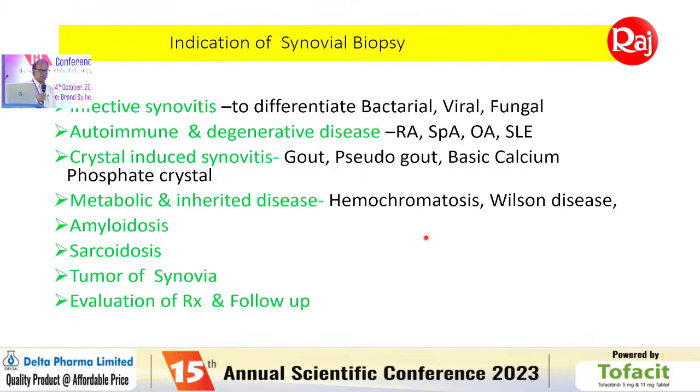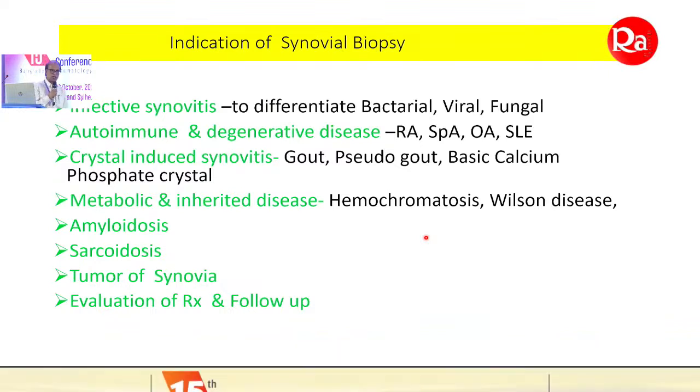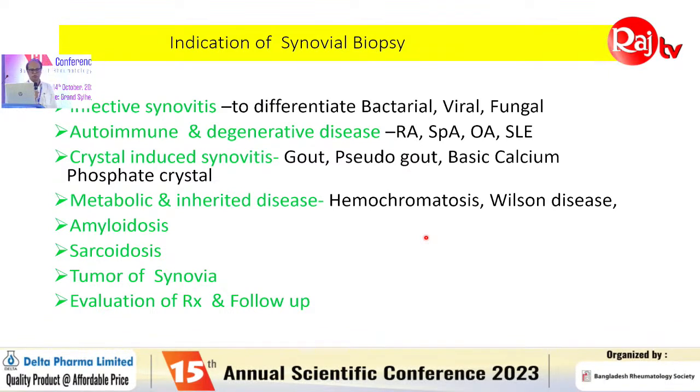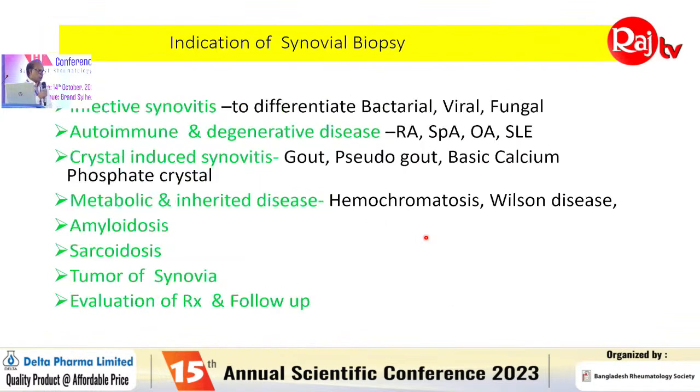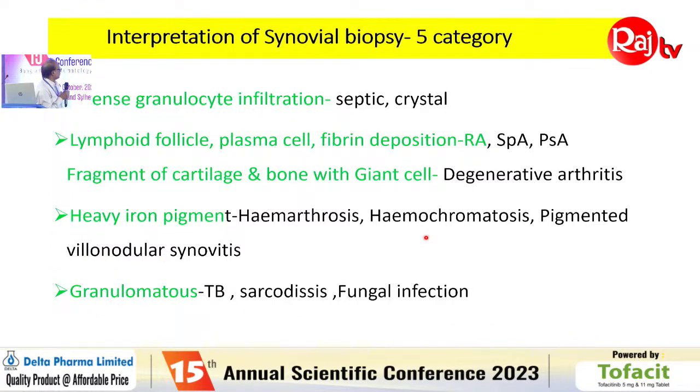Metabolic and inherited disease: hemochromatosis, ochronosis, Wilson's disease. Sometimes amyloidosis can be diagnosed by synovial biopsy. In unexplained polyarticular arthritis with bilateral carpal tunnel syndrome and suspected case of amyloidosis, we can do biopsy from the joint. Sarcoidosis, tumor of the synovium, pigmented villonodular synovitis, osteosarcoma, we can diagnose by synovial biopsy. Also for evaluation, treatment and follow-up of the disease. This is the interpretation of the synovial biopsy, intense granulocyte infiltration.